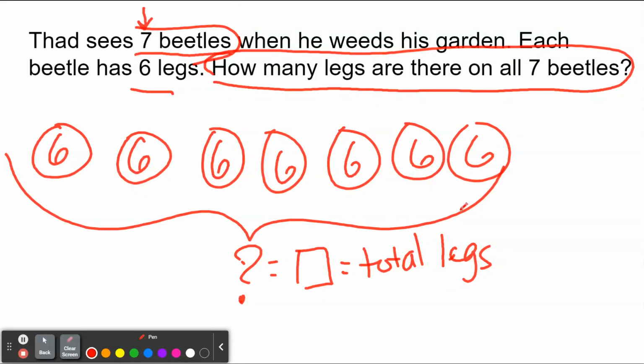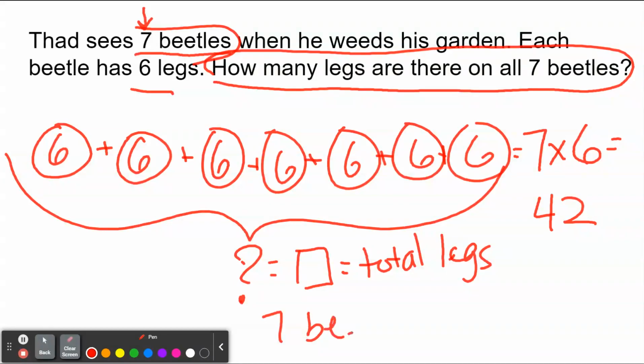Now, how do we find this? We can do this one of 2 ways. I can count all my legs, or I can add 6 plus 6 plus 6 plus 6 plus 6 plus 6 plus 6. Or, since I have 7 sixes, I can multiply 7 times 6 because I have 7 sets of 6, which if we multiply those together, is going to give me 42. So 7 beetles have 42 legs.